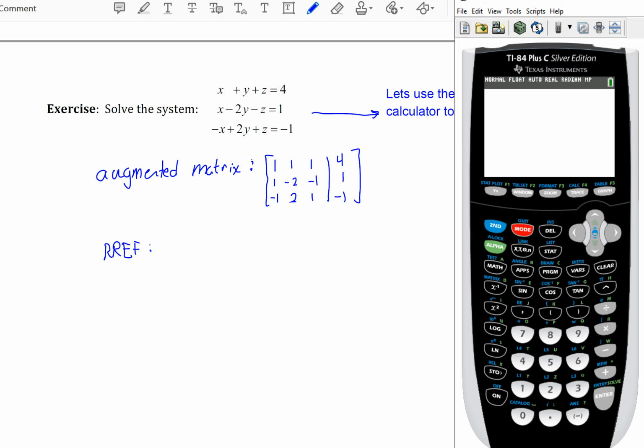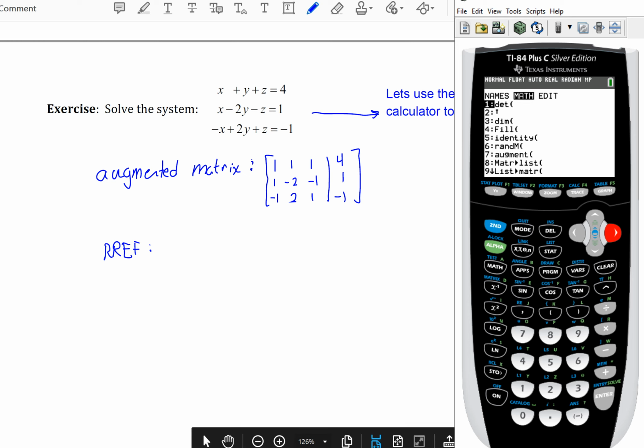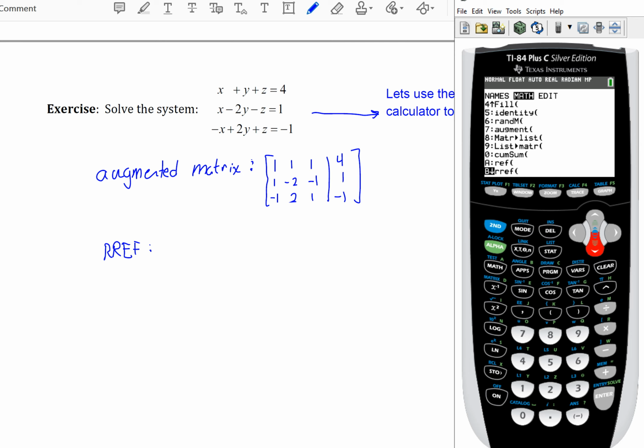So go ahead and go into the matrix menu. Hit the second matrix. This time we'll do some math. And the RREF is at the bottom of your list. You could go down to the bottom one at a time, or if you want, you could just hit the up arrow. But RREF is option B. So we'll do the RREF, and now we'll tell the calculator that we're looking at matrix A. So now grab matrix A.